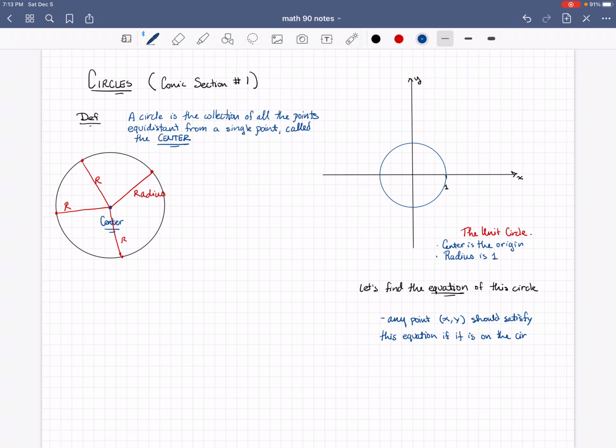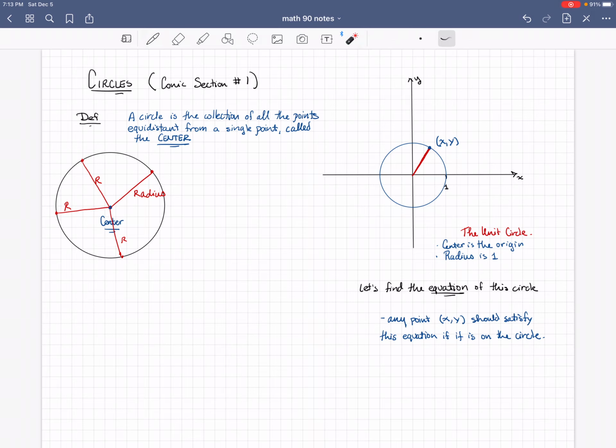Okay. Well, let's see what we know. So I'm going to pick a random point (x, y) on this circle. And what I'm going to do next is draw in a couple of lines. So I'm going to draw in this line. So say it with me. What is that red length? How did I get it? I went from the origin to the point (x, y) on the circle.